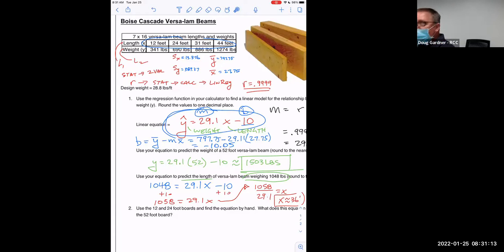So if somebody said, hey, I've got a 24-foot beam, how much does it weigh? Notice I already have the answer to that, 690, but there's a lot more beams up here that I don't have, like, well, 52 feet. 52 feet went off the chart. And so how much is it going to weigh? Well, the fact that I came up with this equation here means I was able to express that relationship in an algebraic way.